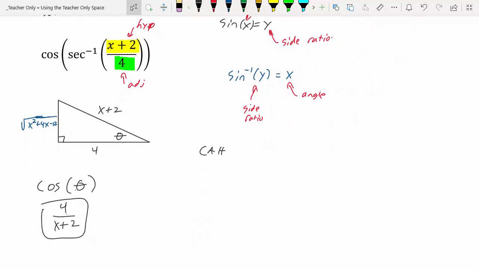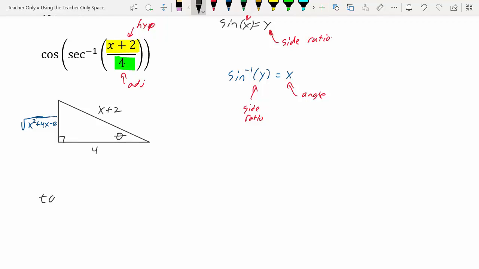Okay, so now let's do a slight little extension. Let's make it so it's not the same side ratio. Let's pretend that our problem wasn't cosine. Let's pretend our problem was tangent of arcsecant of x plus 2 over 4.